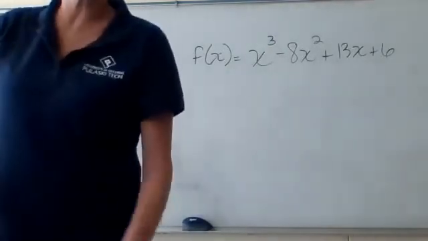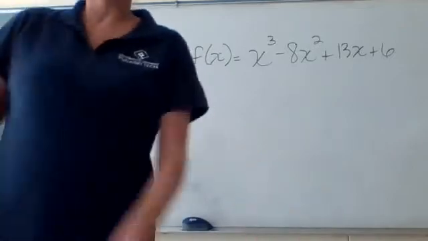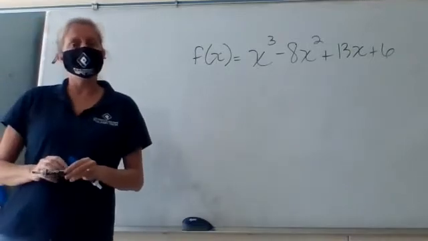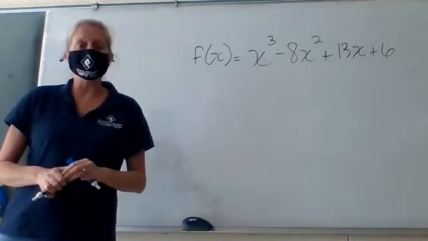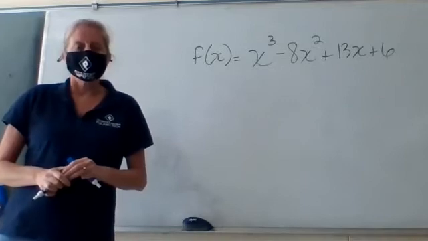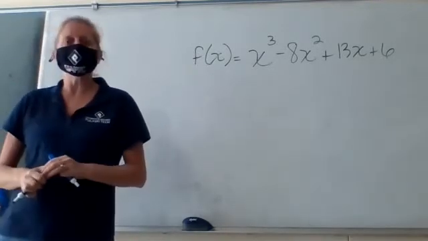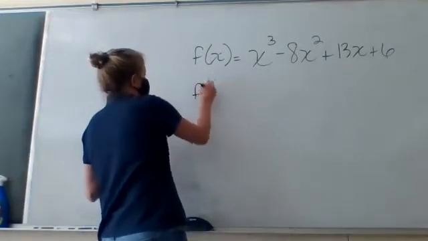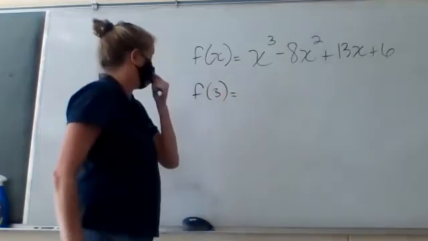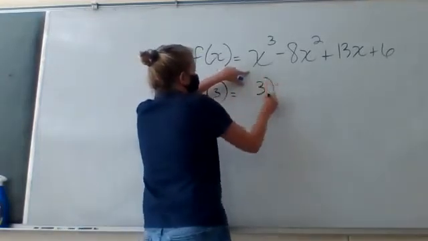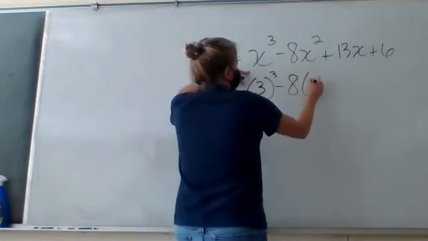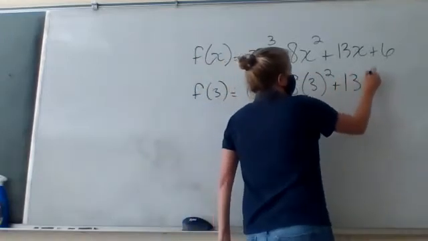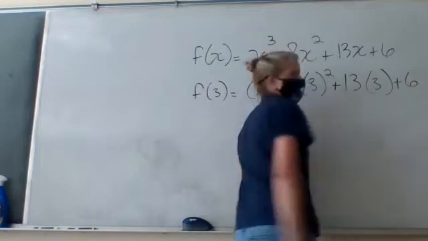It wants to know if 3 is a 0 of this function, which means if I replace those x's with 3's, will my answer be 0? So in other words, if x is 3, will y be 0? So let's see, if I replace my x's with 3, so I'm essentially finding f of 3. So I have 3 cubed minus 8 times 3 squared, again, replacing my x's with 3's, plus 13 times 3 plus 6.